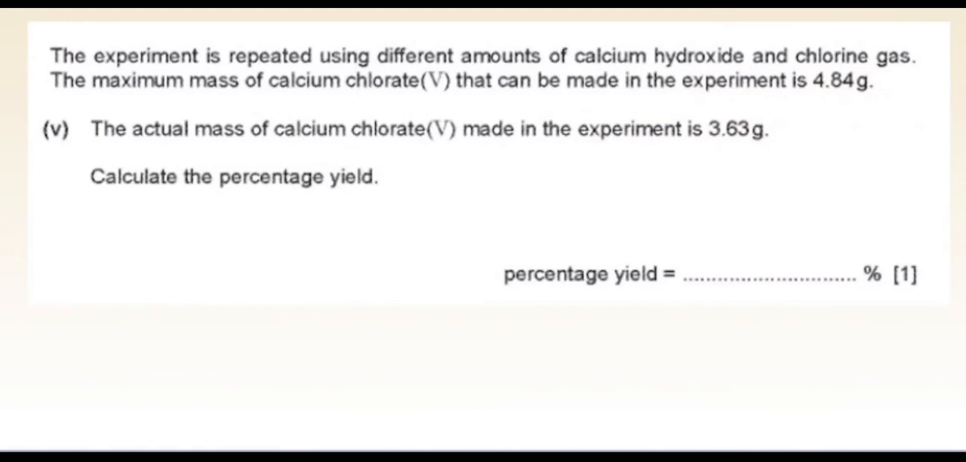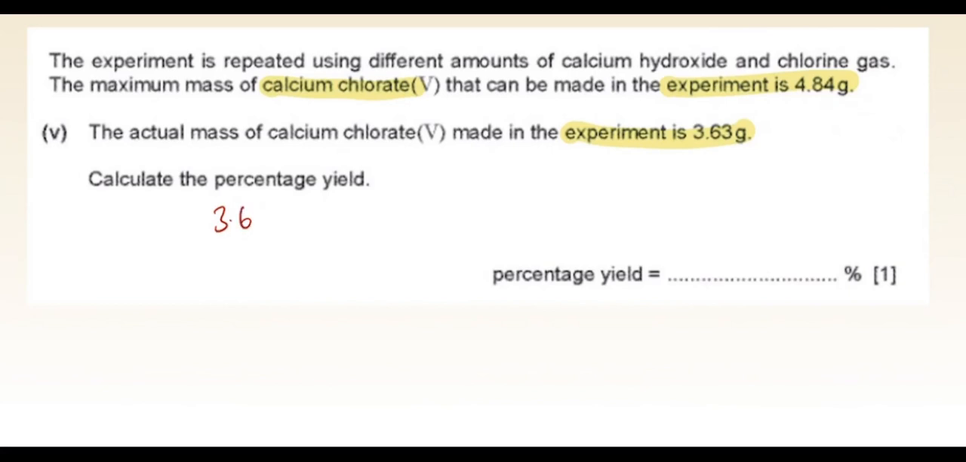So for the last part of question 5, it says the experiment is repeated using different amounts of calcium hydroxide and chlorine gas. The maximum mass of calcium chlorate that can be made in this experiment is 4.84 grams, and the actual mass is 3.63. So we need to calculate the percentage yield. So we do what we actually had, 3.63, out of what we possibly could have, which is 4.84, and then we times that by 100 to get it into a percentage.